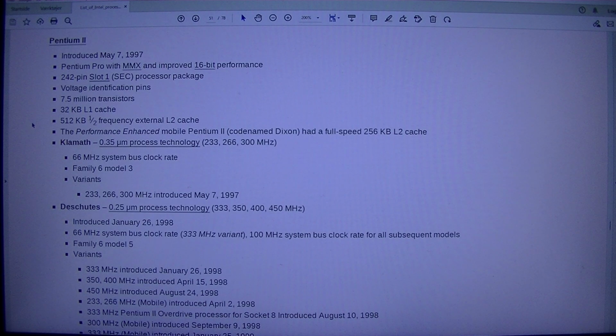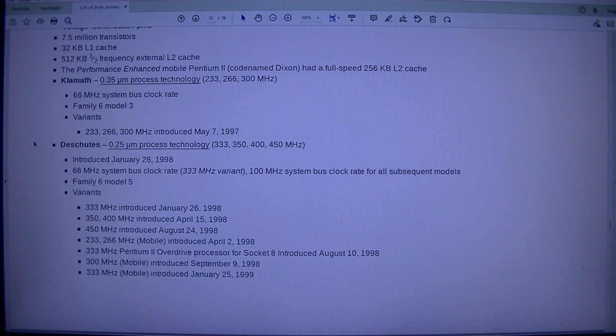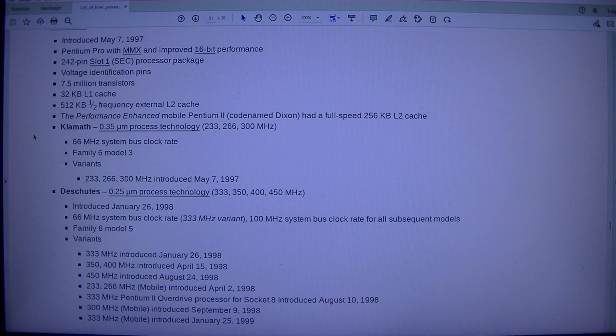56 kilobytes L2 cache. Plymouth 0.35 micrometer process technology. 233, 266, 300 MHz, 66 MHz system bus clock rate. Family 6 Model 3. Variants 233, 266, 300 MHz introduced the 7th of May, 1997.